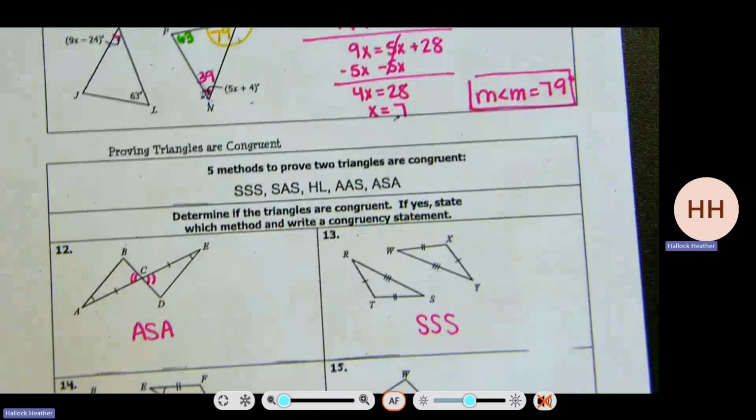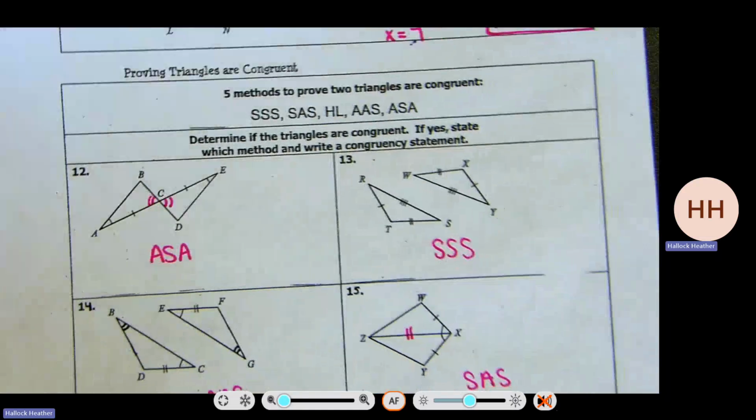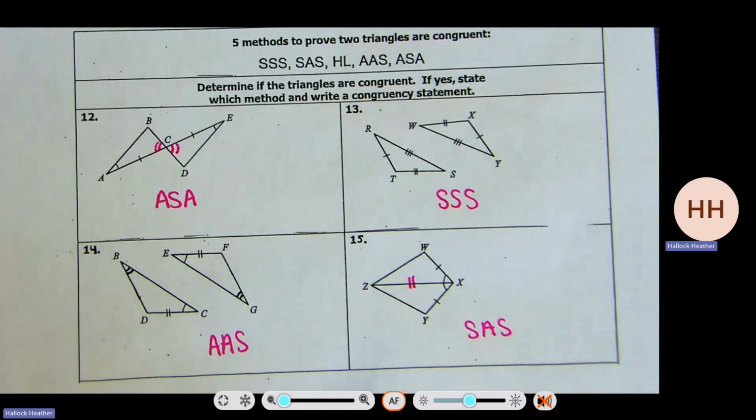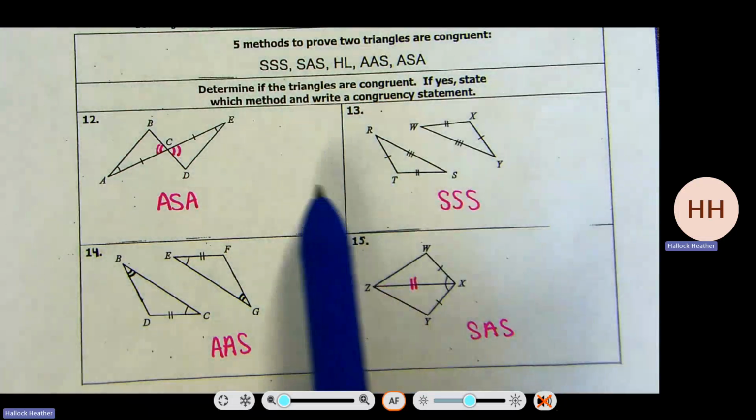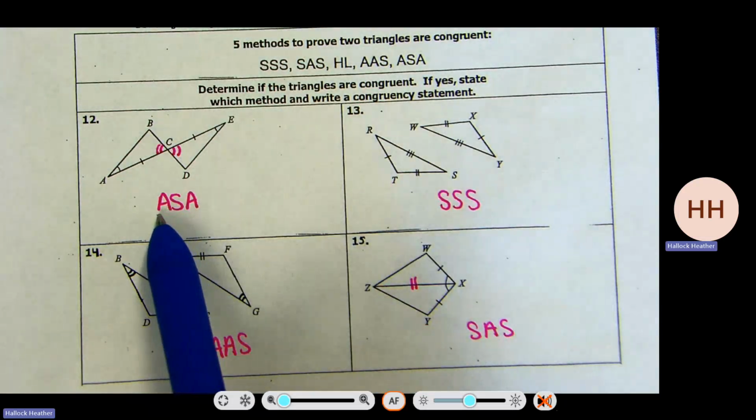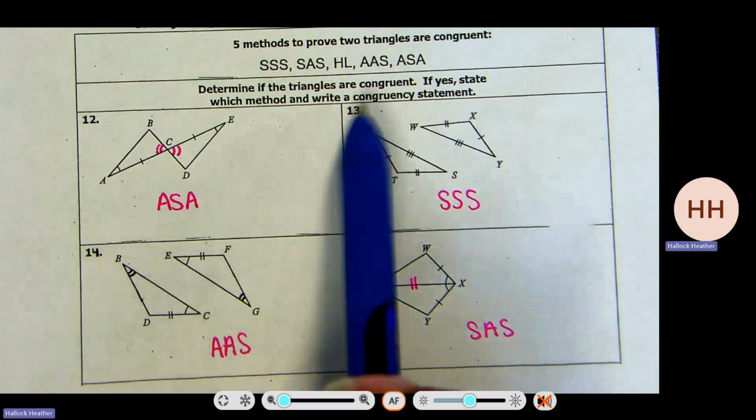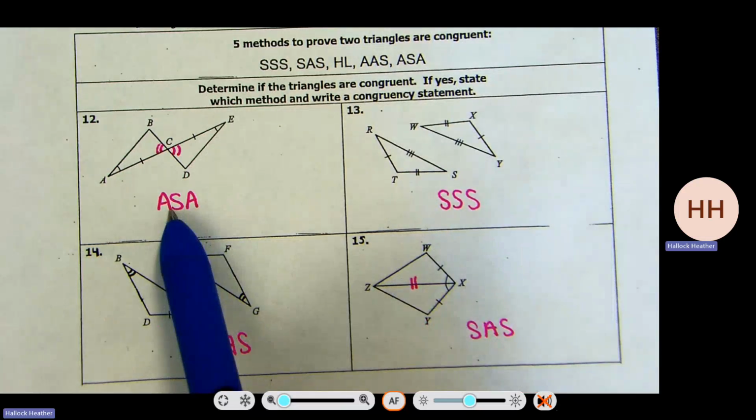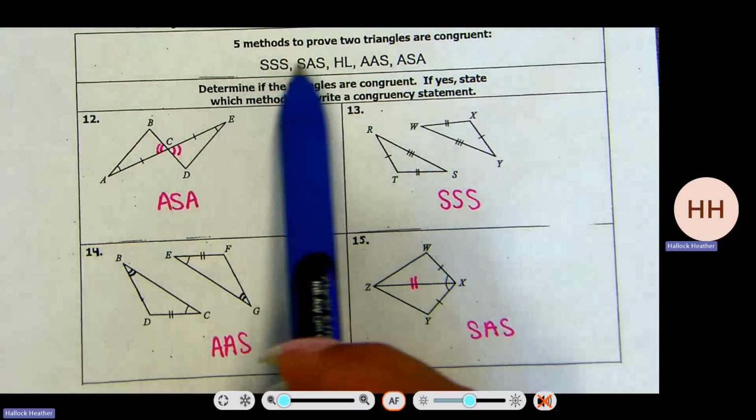The very last part of this one was just determining congruency statements. So all you had to do is, oh, it says write the congruency statement. I didn't do that. That's okay. I just really wanted you to focus on this part.